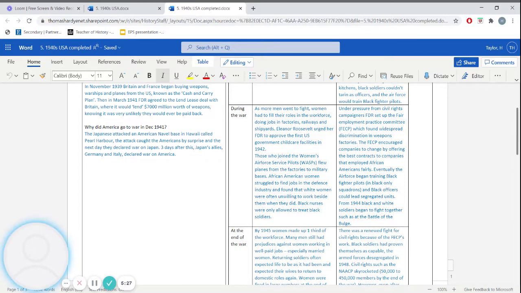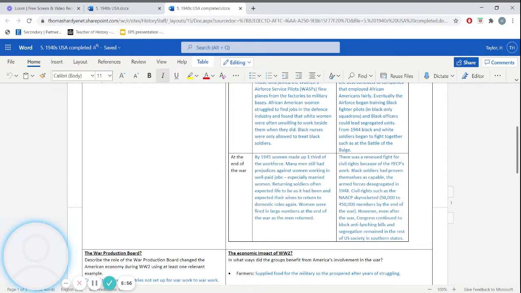African American women, so kind of crossing over with the other section here, struggled to find jobs in the defense industry and often found that white women were unwilling to work with them when they did. And also, black nurses were only allowed to treat black soldiers during the war. So there was still that segregation in the workforce between white and black women, even though more women were involved in the workforce in general.